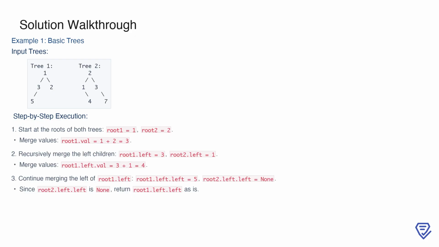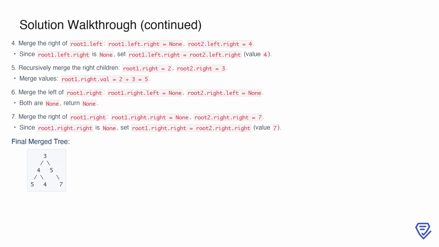Then, we continue down to the left of this node. On the left side of tree 1, we have a value of 5, but tree 2 has no corresponding node, meaning it's None. In this case, we simply retain the existing node from tree 1, so the leftmost child of the merged tree remains 5. Now, we look at the right child of the node with value 4. Tree 1 has no right child at this position, but tree 2 provides a node with a value of 4. Because tree 1's node is None, we take tree 2's node as is, setting the right child of this branch to 4.